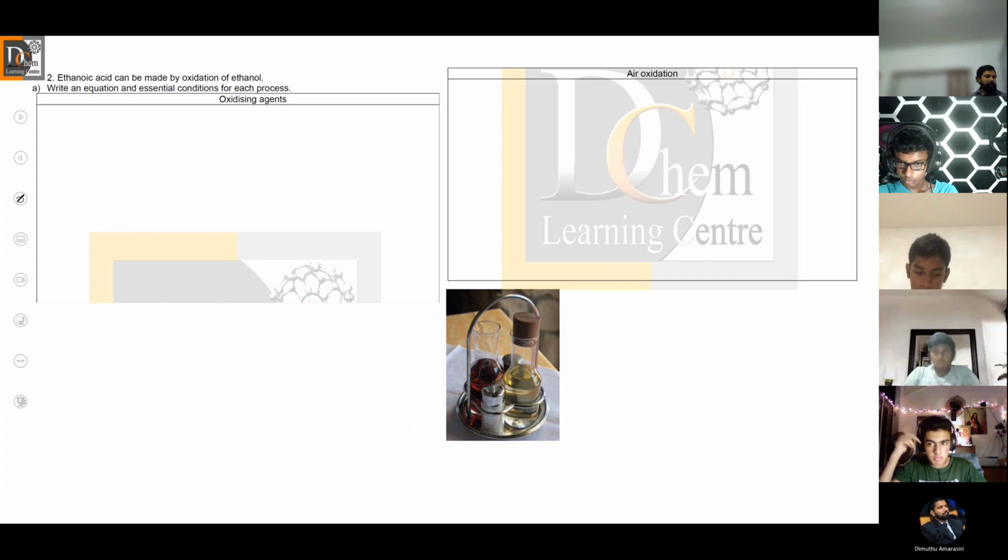Olive oil and chili oil. No, this is olive oil, the yellow color. The other one is vinegar.